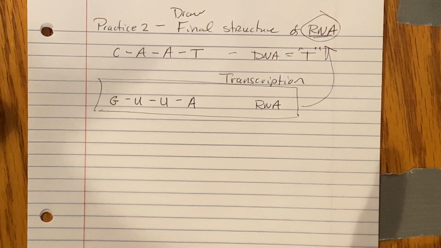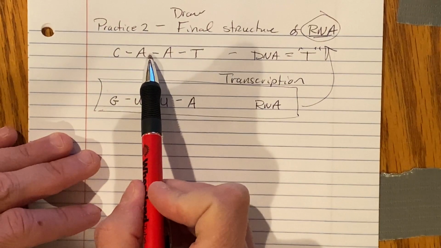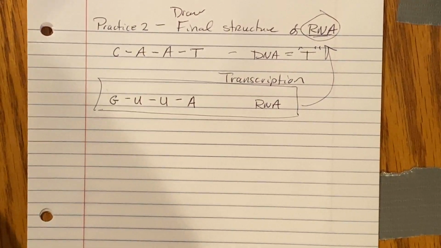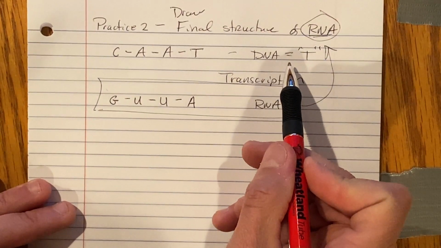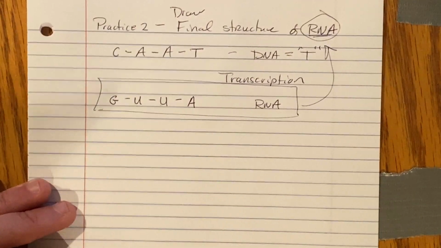I just threw a curveball. This is what happens in college. I said draw the final structure of RNA, but I gave you DNA. So in college, kids would just draw DNA, and guess what? The whole thing would be wrong. You have to convert first, but you only convert if you need to. So now that I have this sequence, I can now draw RNA.